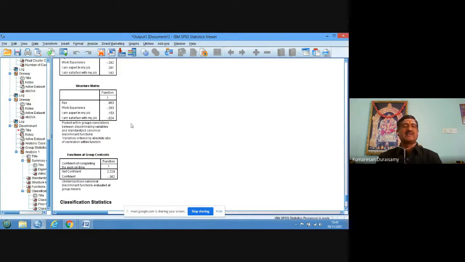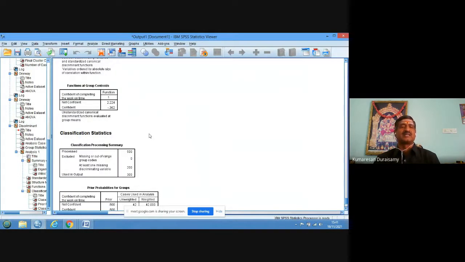Now within groups there is a pooled comparison. Within age, the function says that the coefficient is 0.963. Within work experience, it is minus 0.263. Within expertise, it is 0.153. Again, it is negative. When we compare the intergroup correlations, it is 0.024. Now come to the centroids. Centroids, we need not bother about it. It is 2.224 for the non-confident, and for confident it is minus 0.362.